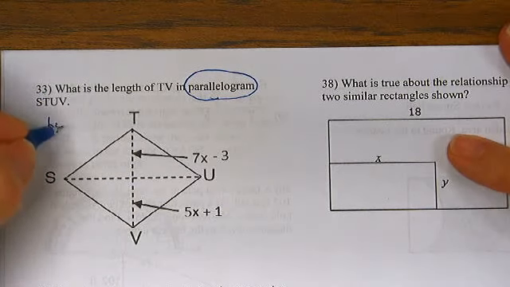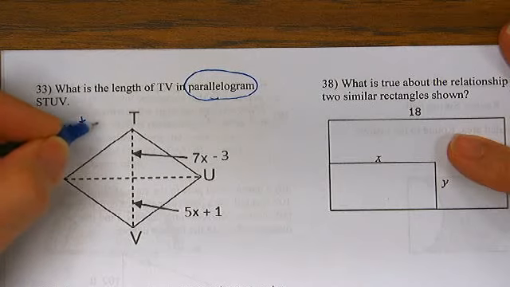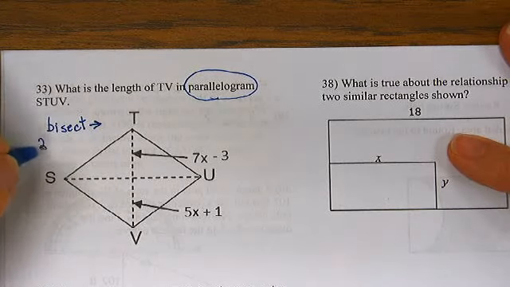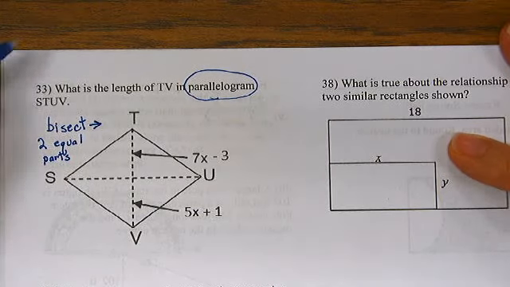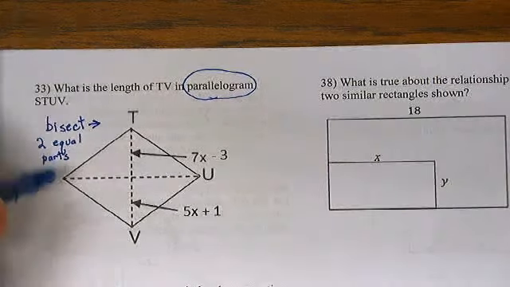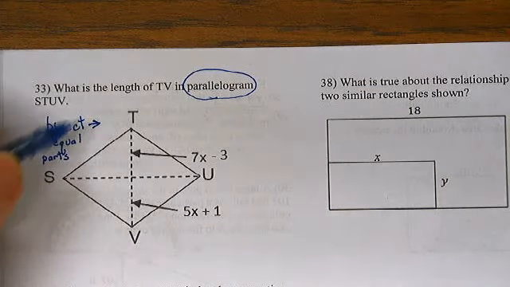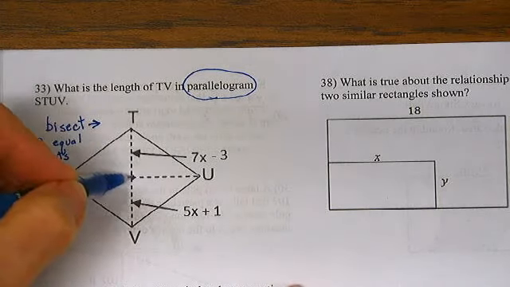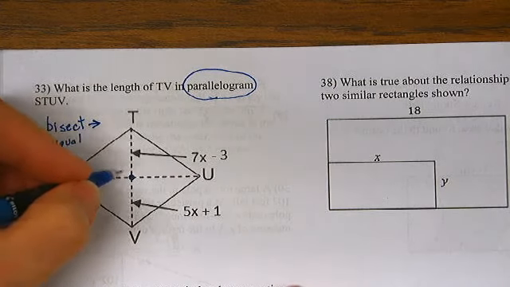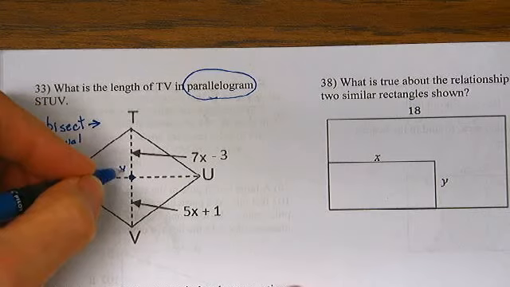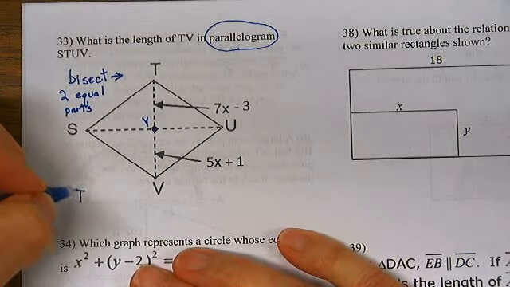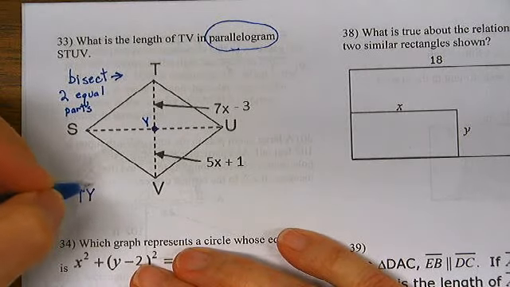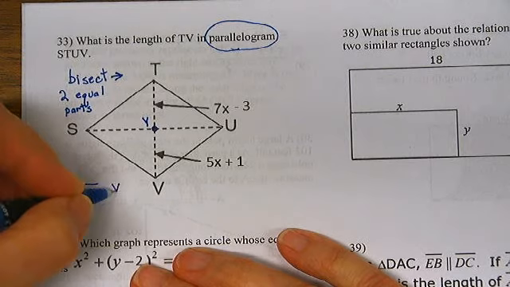Bisect means cut into two pieces, two equal parts, because we have a parallelogram with diagonals. We know that, let's call this point Y. We know that TY is equal to YV.